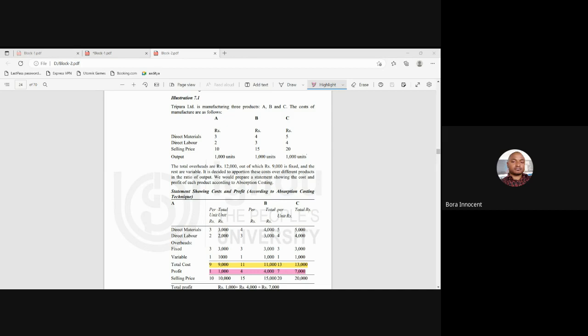Please, madam, I want to know where the profit amount comes from. Profit amount comes from, you can see total cost and you can see the last one, selling price. So selling price minus total cost, the balancing amount which is highlighted with pink color is your profit. Okay. Very nice. At least you people are getting what I'm saying.